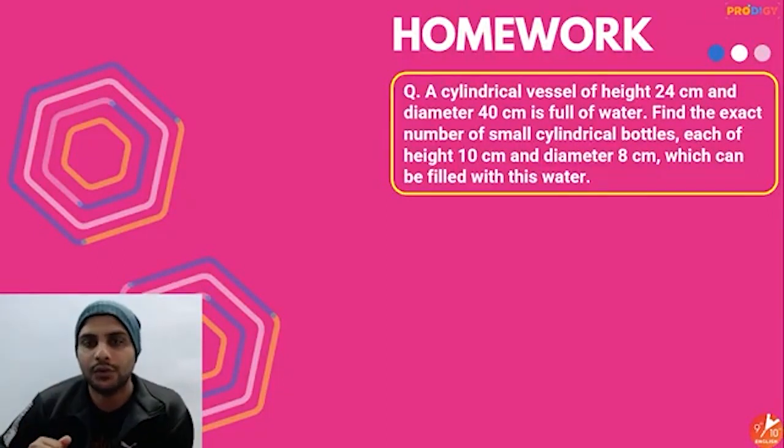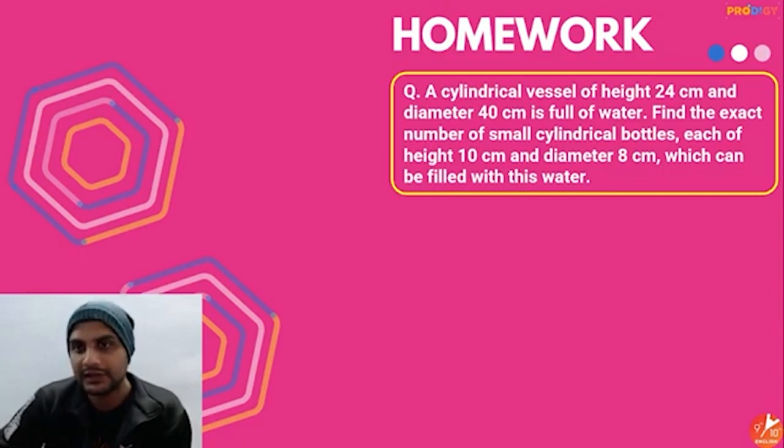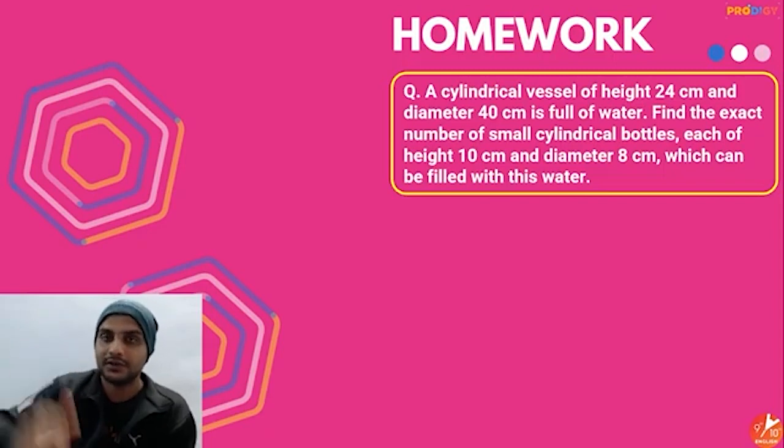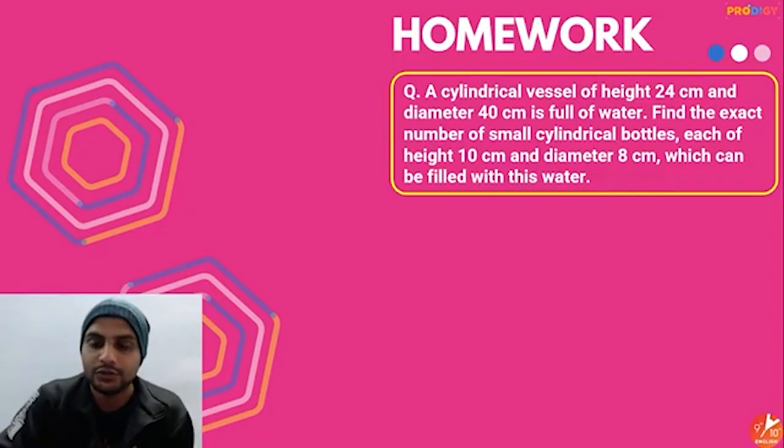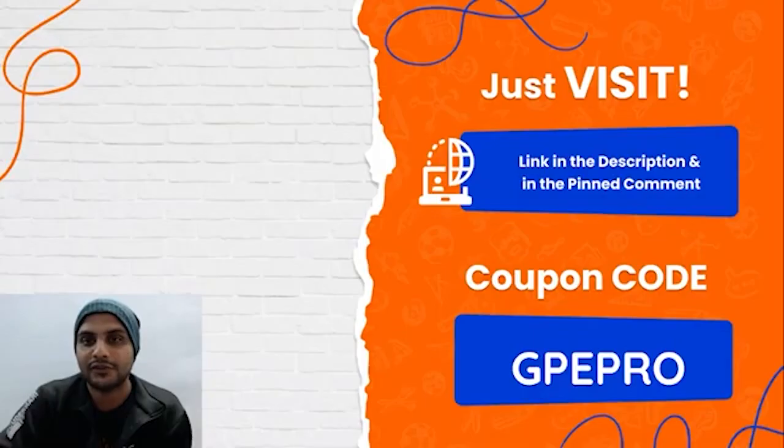Now this is your homework question. A cylindrical vessel of height 24 centimeter and diameter 40 centimeter is full of water. Find the exact number of small cylindrical bottles, each of height 10 centimeter and diameter 8 centimeter. Remember, both the places it is diameter, which can be filled with this water. Okay. Let me know guys what should be your answer for this homework question in the comment section. So I'll see how many of you are able to give me the correct answer for this whole chapter. So I'll see you all in the next class, and I want maximum number of students to give me the answer.